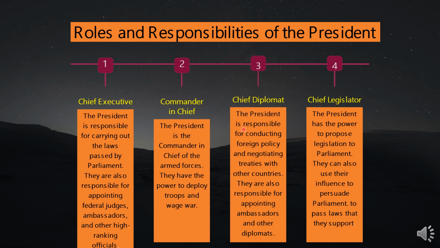Chief diplomat. The President is responsible for conducting foreign policy and negotiating treaties with other countries. They are also responsible for appointing ambassadors and other diplomats. The executive also acts as chief legislator. The President has the power to propose legislation to Parliament. They can also use their influence to persuade Parliament to pass laws that they support.